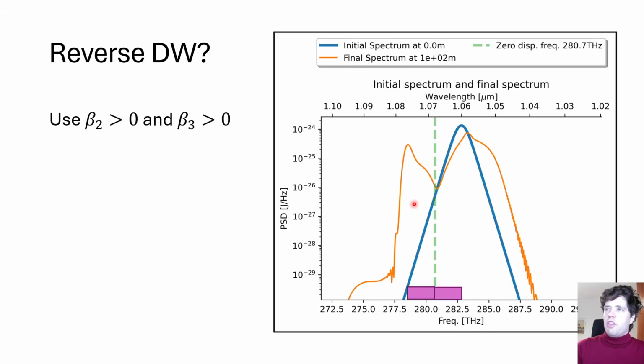Another kind of interesting thing I discovered while just playing around with the simulation is that it seems you can do reverse dispersive waves. So if you launch in a signal here at a value where the beta 2 value is positive, and where beta 3 is still positive, we can see that power seems to get transferred from the carrier and into a wave over here. But now the resonant frequency and the carrier are sort of equidistant away from the zero dispersion frequency, which doesn't really match the distance that we saw in the previous analysis.